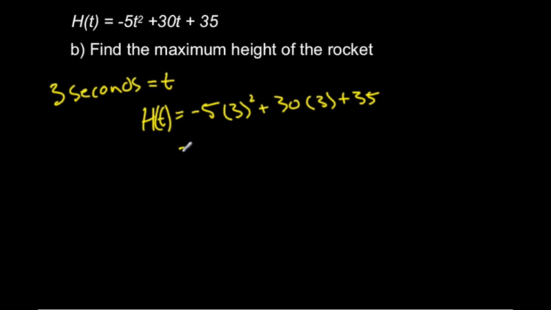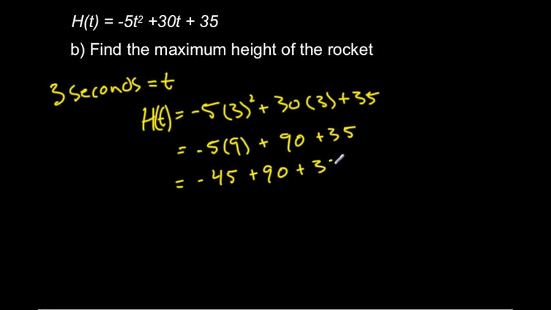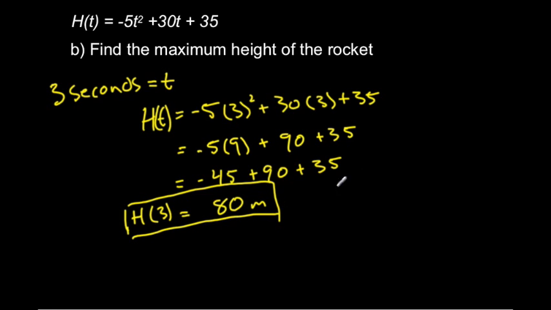So we're going to see how tall our rocket hit. Negative 5 times 9 plus 90 plus 35 is going to give us negative 45 plus 90 plus 35, and that all works out to be 80 meters. So at h of 3, our rocket hits 80 meters. We know that that's our final answer for the maximum height of the rocket. We know when the rocket hit its maximum height, and we know how high it went.